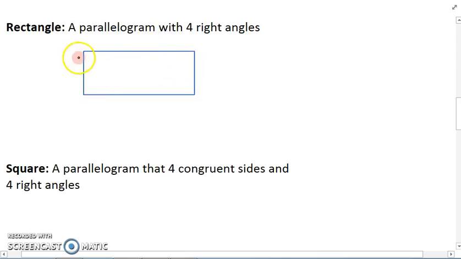So how is that denoted? Well, as you should remember, that's denoted by putting these little squares in every corner, telling me that all of those are 90-degree angles. And there you go.